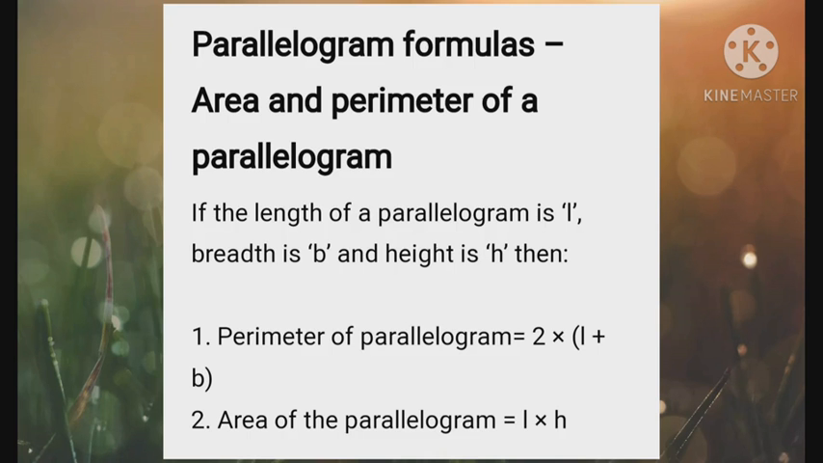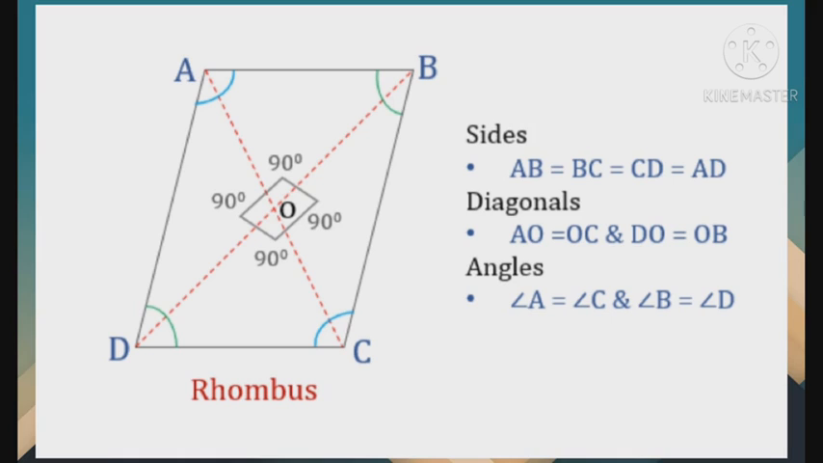Okay, next is area and perimeter of parallelogram. Perimeter of parallelogram is the same as rectangle, 2 into (length plus breadth). Parallelogram is the same as rectangle, just one difference is there. Here opposite angles in a parallelogram are equal, but in a rectangle all four angles are of 90 degrees. Okay, and the formulas are the same. Perimeter of parallelogram is 2 into (length plus breadth), and area of parallelogram is length into height. Okay, and you can say length into breadth.